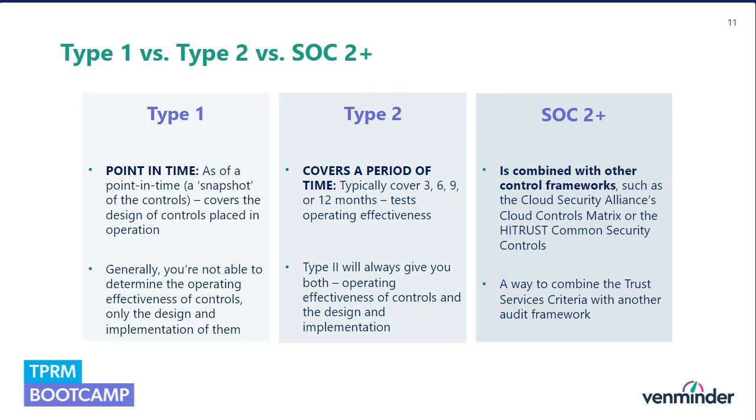So when we talk about SOC 1 and SOC 2s, we really need to talk about the different types that they can come in. Each SOC can be done as a Type 1, which covers a point in time, or a Type 2, which is going to be covering a period of time, typically 6 to 12 months, though we are seeing more at 3 months. Type 1s are only a point in time, generally. You're not able to determine the operating effectiveness of controls, only the design and implementation of them, where a SOC 2 is going to give you both.